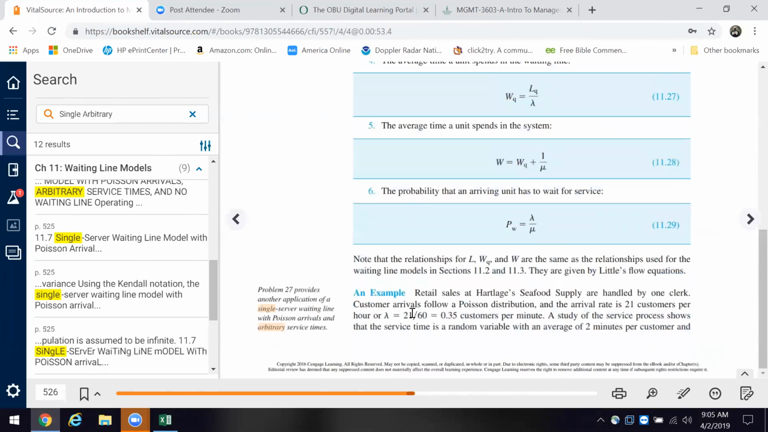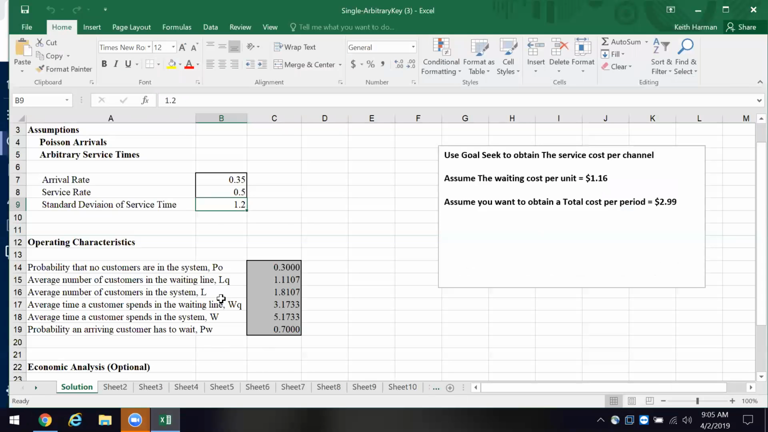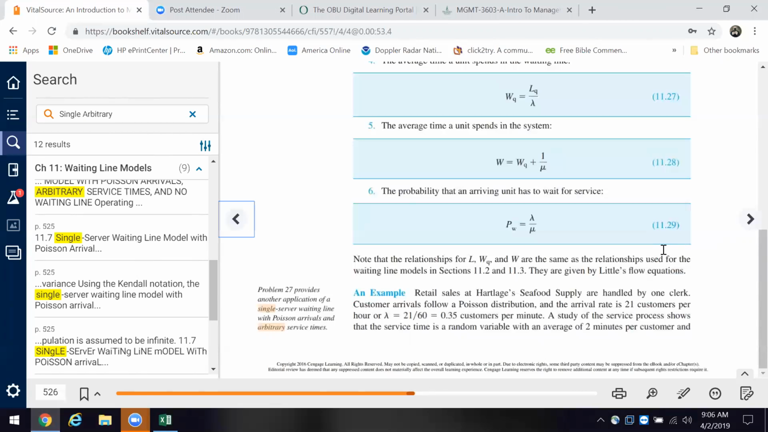And they show us that, for example, down here, this seafood supply place, this is at the bottom of the page here, okay? They have 21 customers per hour, or 0.35 customers per minute, okay? So let's go back and look at this. There we are. Same times for service rates. I'll go back and take a look at it again. And they have a standard, and there's a visit here. They talk about a random variable with an average of 2 minutes per customer.